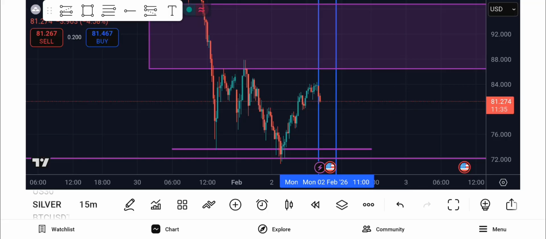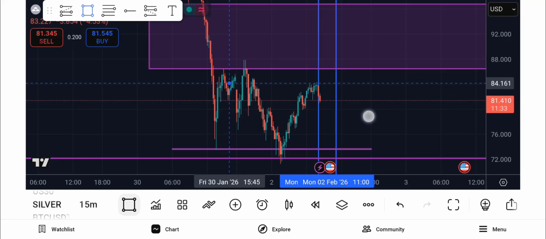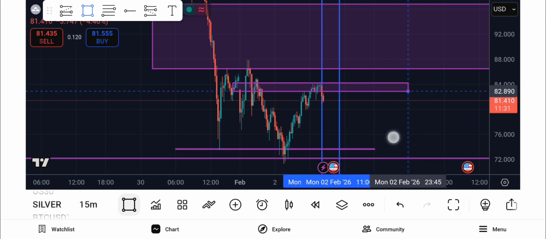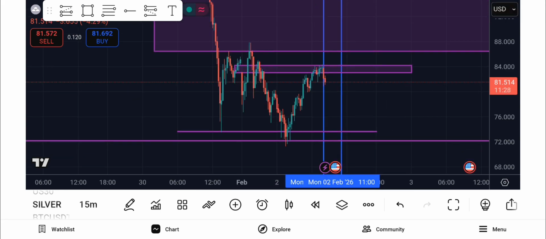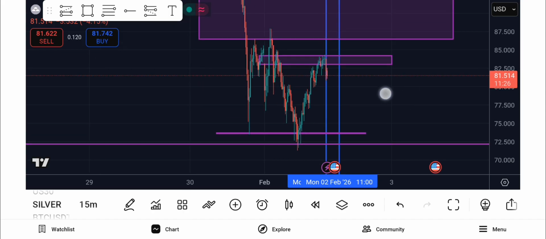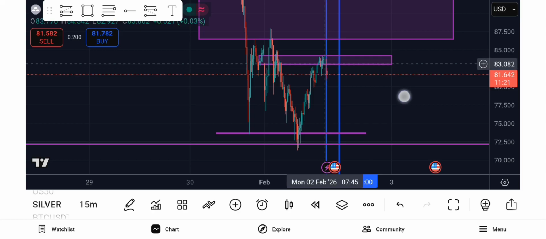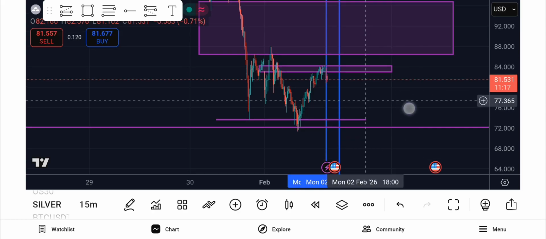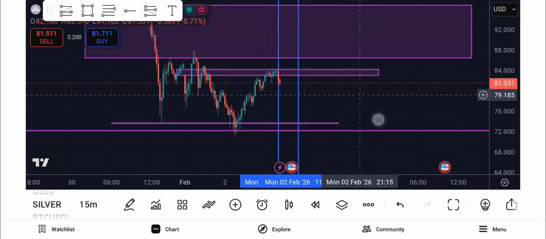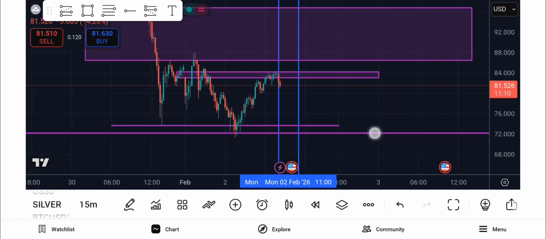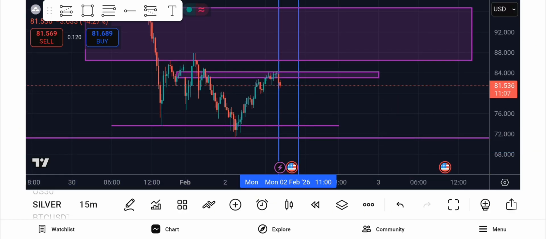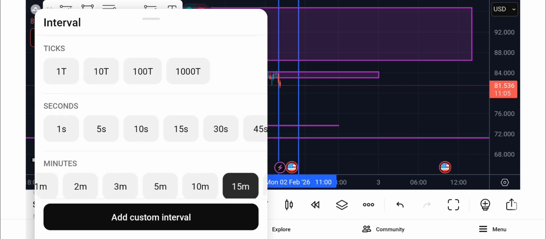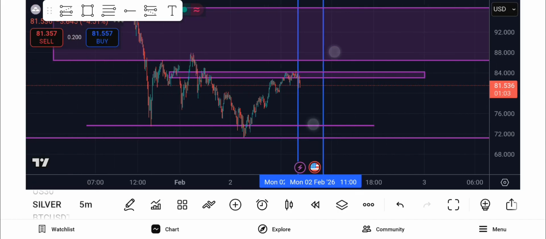Okay, we see something around here, kind of like a mini fair value gap, which we also call void gap. We see it around this area right here. We see that price went up to it. So we're going to 5-minute, see what happens.